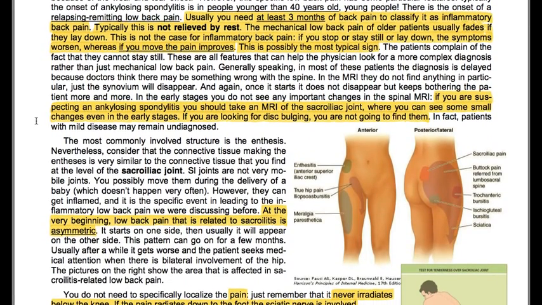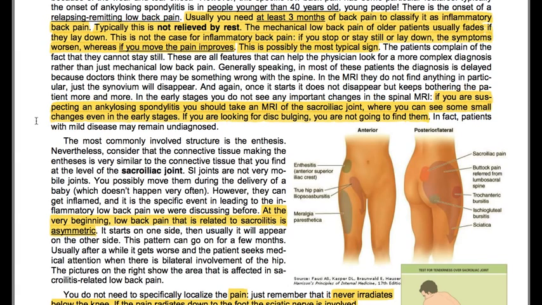The mechanical low back pain of older patients usually fades if they lay down. This is not the case for inflammatory back pain. If you stop or stay still or lay down, the symptoms worsen, whereas if you move, the pain improves. This is possibly the most typical sign. The patients complain of the fact that they cannot stay still. These are all features that can help the physician look for a more complex diagnosis rather than just mechanical low back pain.